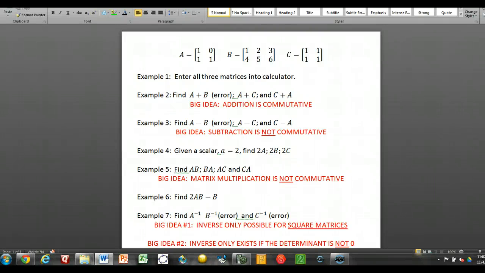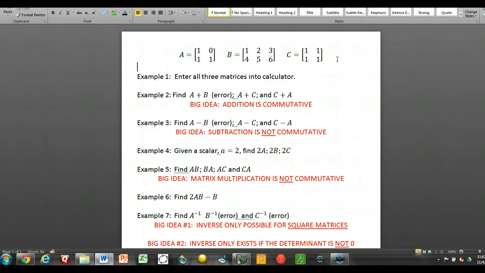So in this video, we're learning how to enter these three matrices into our calculator. So the first example that we're going to do is we're going to learn how to put all three matrices into the calculator. Then we're going to discuss adding matrices using the calculator.